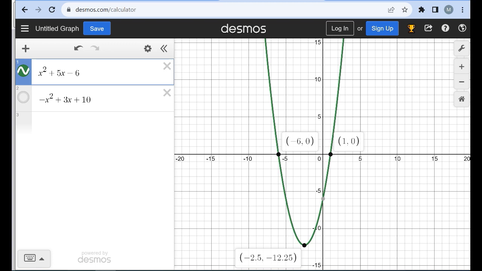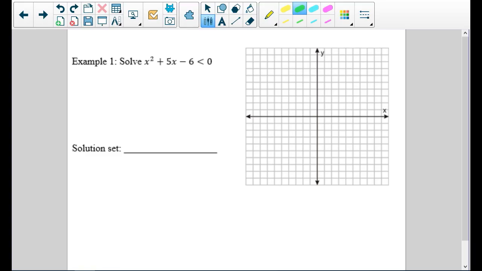X-intercept 1, y-intercept negative 6. And again, if you want to put that y-intercept on there, you can, negative 6. So negative 6 and 1 on those x-intercepts. Those are the key points we're looking for. Okay, so keep those in mind as we go back and put this on our graph. So go back here, we'll put it on our graph.